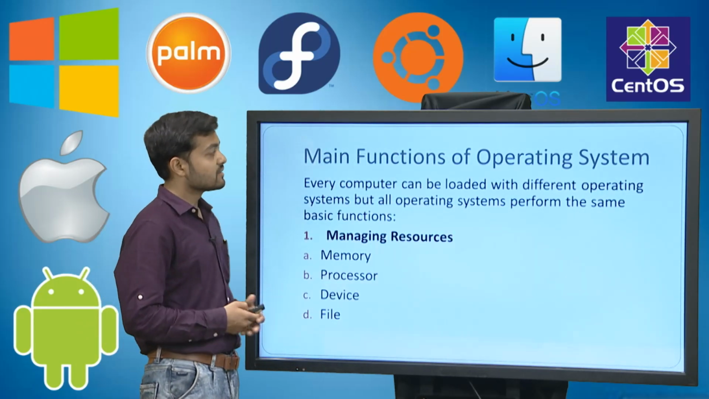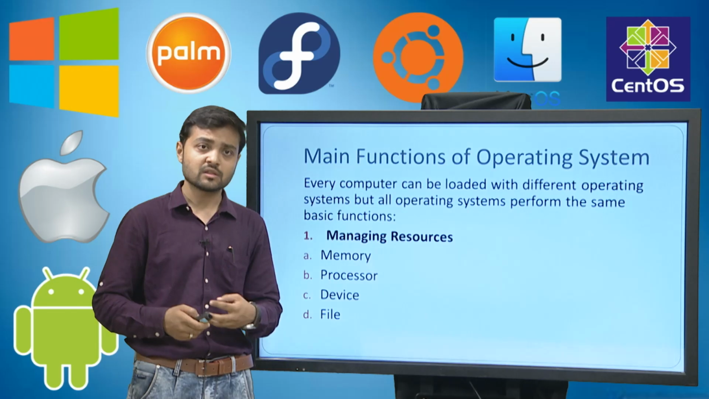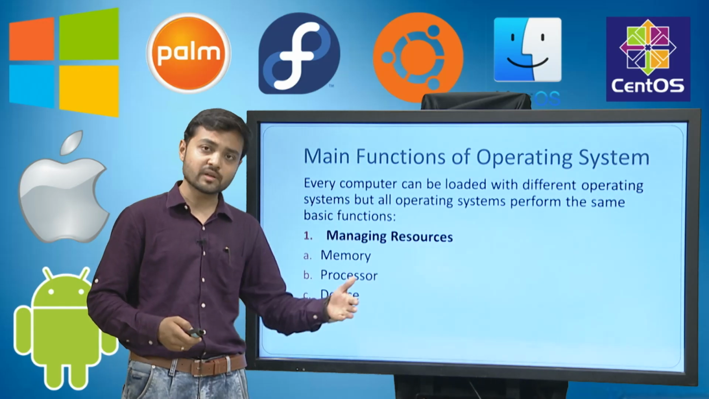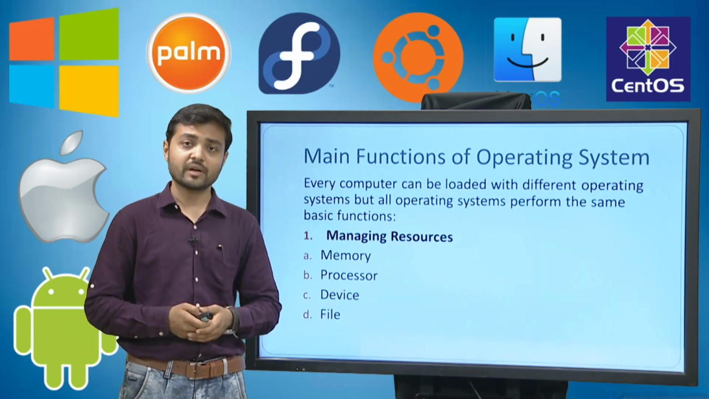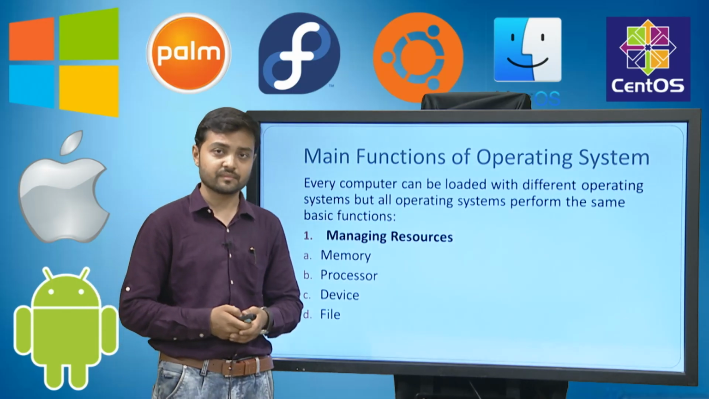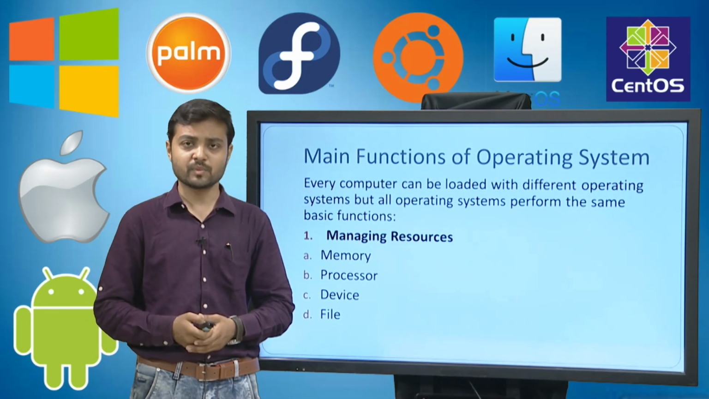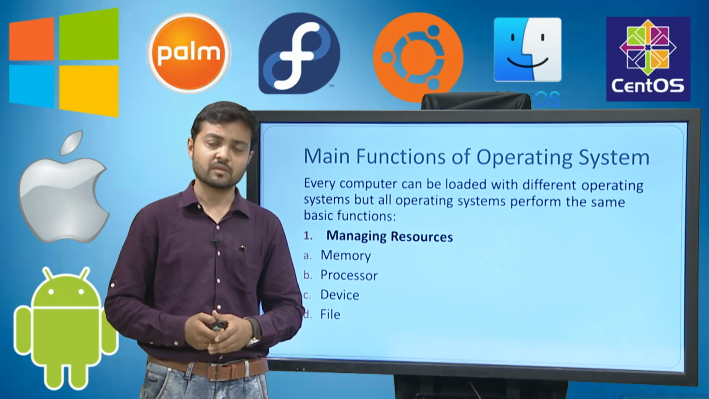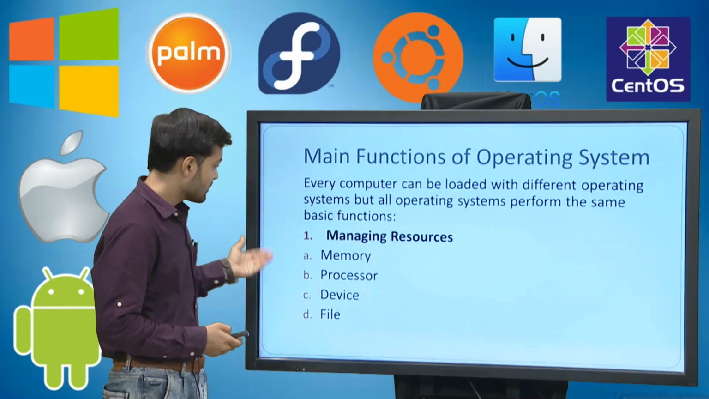So let us learn which are the main functions of operating system. Mainly, as I told you, the main task of operating system is to provide the bridge between a user and the computer hardware. In addition to that, operating system manages resources. Resources means the computer hardware resources, which means the processor, the memory, the file system, as well as the devices.